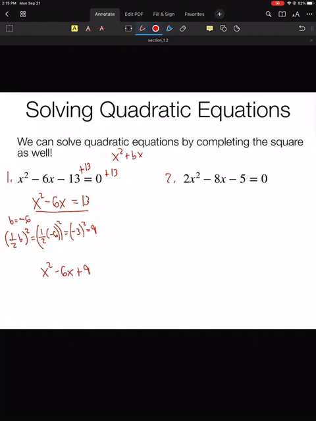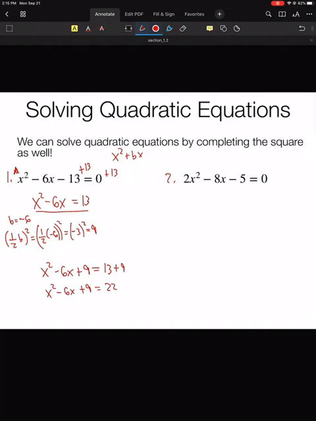But if I add 9 to the left, I must add 9 to the right side of the equation as well in order for my equation to be valid still, or the same as we started with up here. So I can do that, and I get x squared minus 6x plus 9, and then 13 plus 9 is 22. Okay, 13 plus 9 is 22.